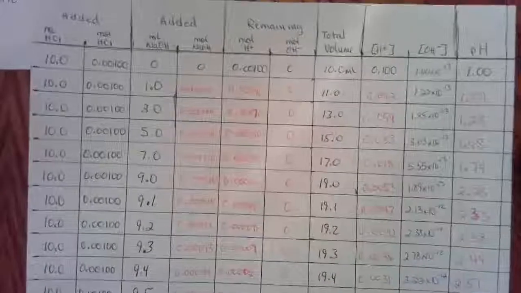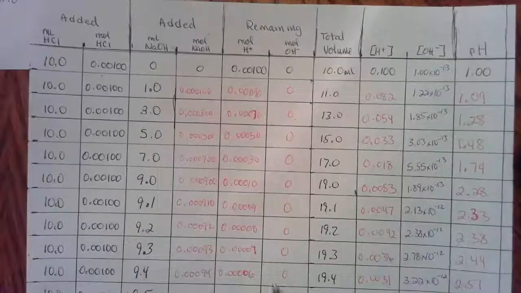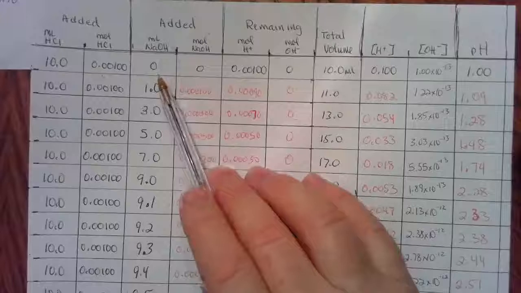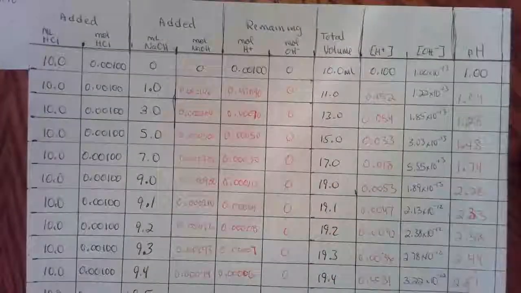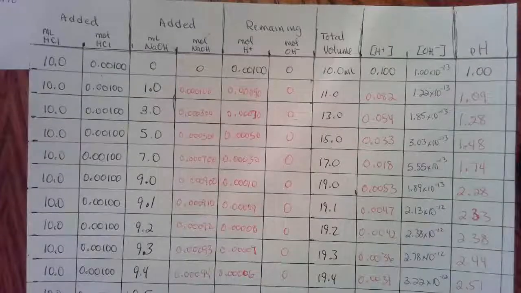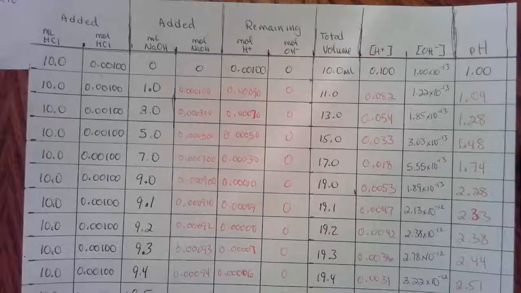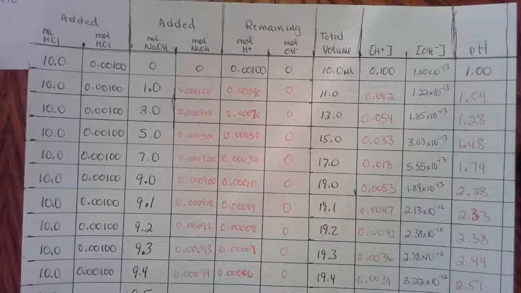Okay, so what I'd like you to do, there's an Excel document you can use. Graph milliliters of NaOH added versus pH. All you'll have to do is enter the pH into the spreadsheet, and it will draw you the graph of the strong acid, strong base titration curve. Once you've got that, I'd like you to email that to me.